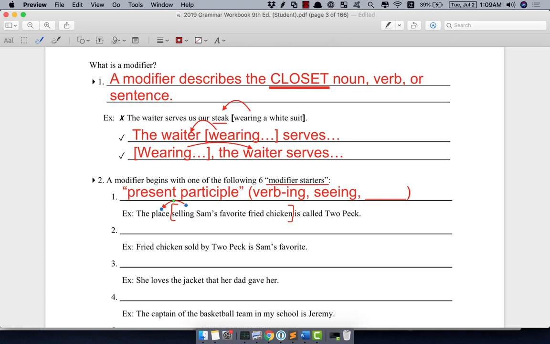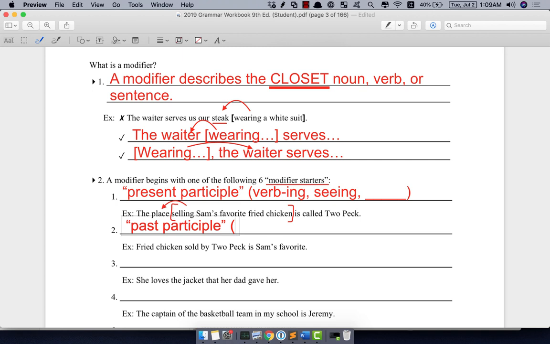All right, so moving on to number two. There's a present participle and there's something called a past participle. So number two here, you'll write down "past participle." And you should still put past participle in quotes because again, that's what the grammar people call it. And again, you don't have to remember what past participle is, but you have to know examples of them.